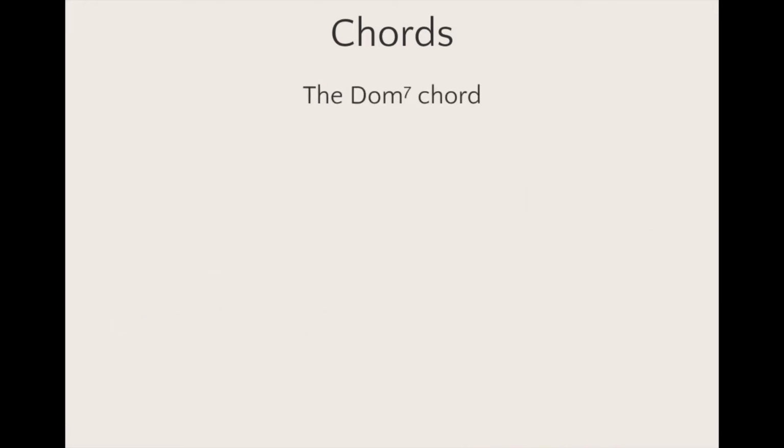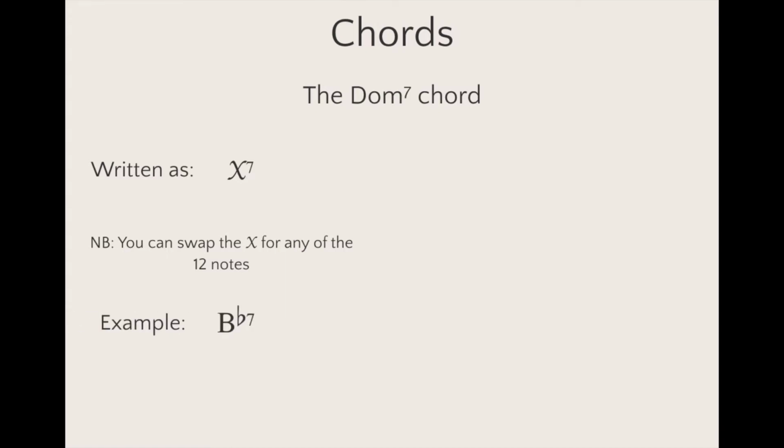The next chord we'll be looking at is another very common chord, the dominant 7 chord. So it's written as the note name, here represented as an X, with a 7 next to it. Remember, X can be any of the 12 notes. So an example here is B flat 7. Let's have a look at how you construct a dominant 7 chord. So for our example, we'll be looking at C7.